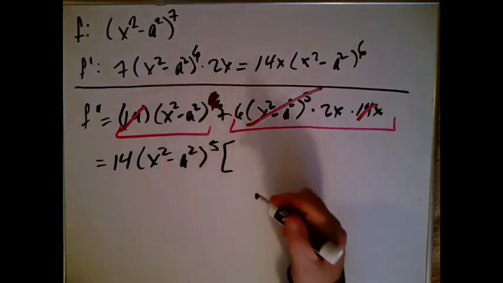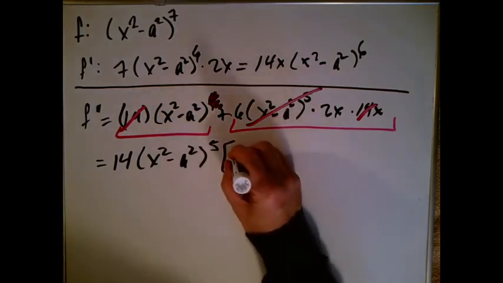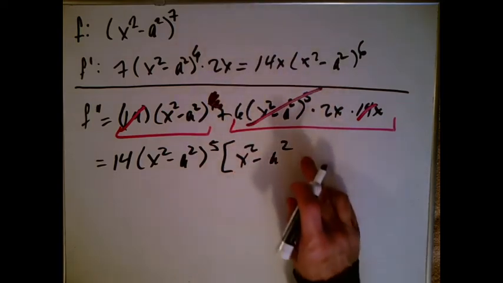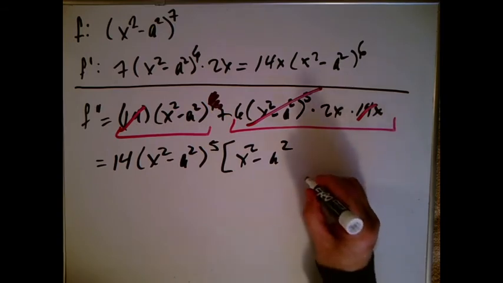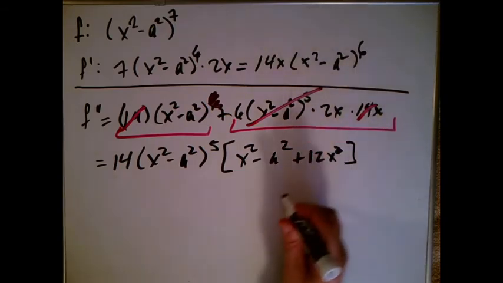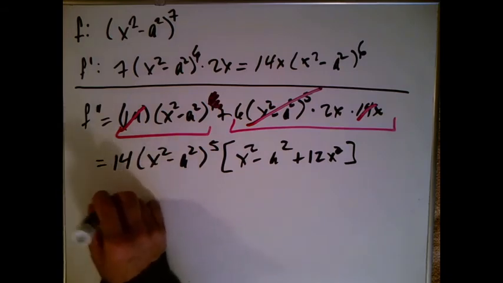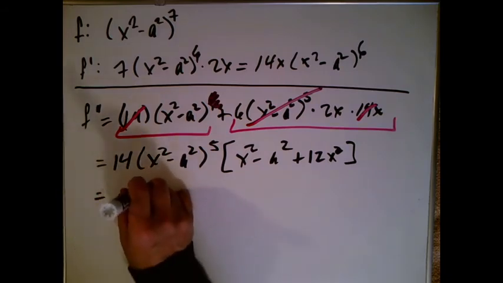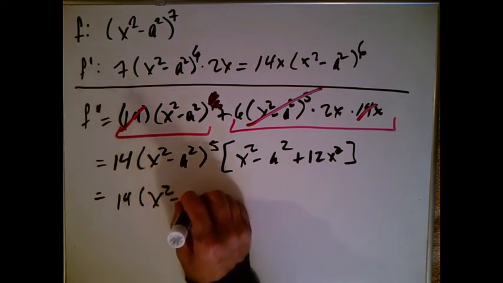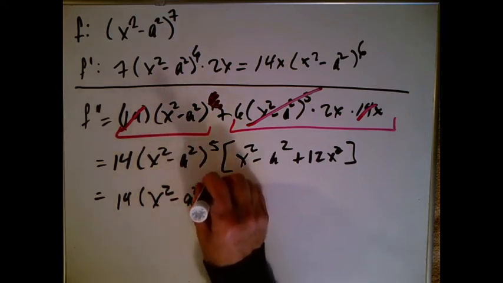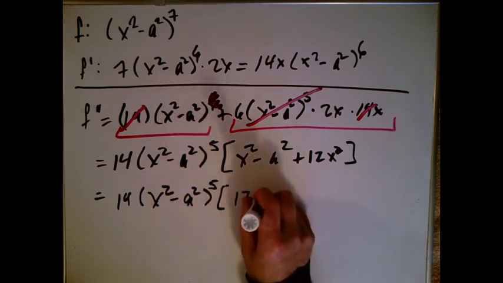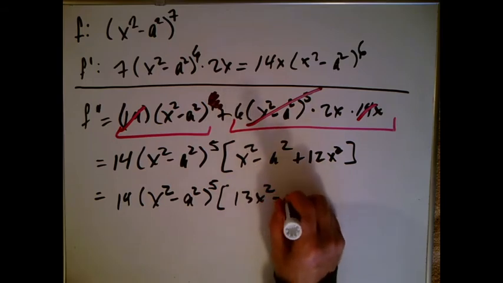I get x squared minus a squared plus 6 times 2x times x. That's plus 12x squared. Like that. I just want to combine what's in there. So I get 14. I get x squared minus a squared to the 5th. And in the brackets I get 13x squared minus a squared.